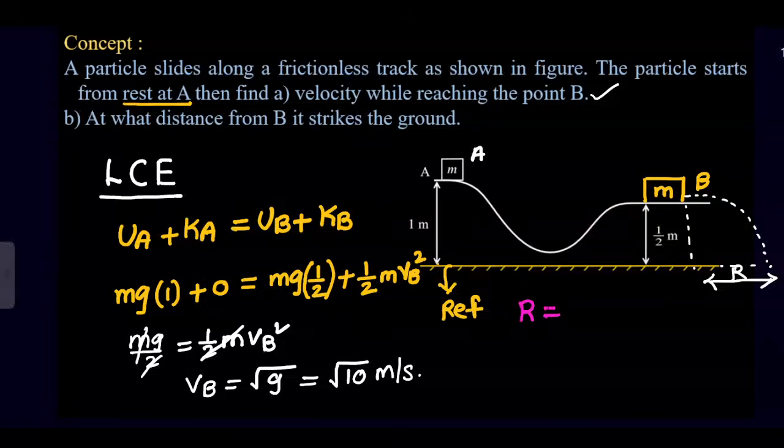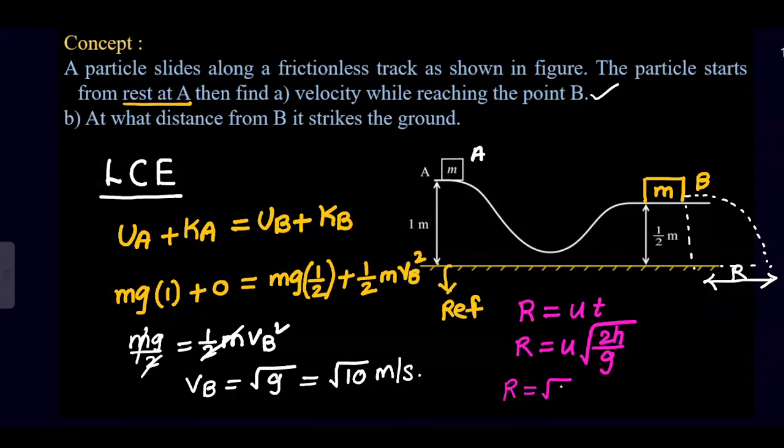What is the range formula here? That is U into T. U is the initial velocity, T is the time taken by the body to reach from here to here. So the range R is U into the square root of 2h by g. Remember this formula? The h value here is 1/2. So R is root 10 into the square root of 2 into 1/2 over g value 10. So how much will it come to be? 1 meter.